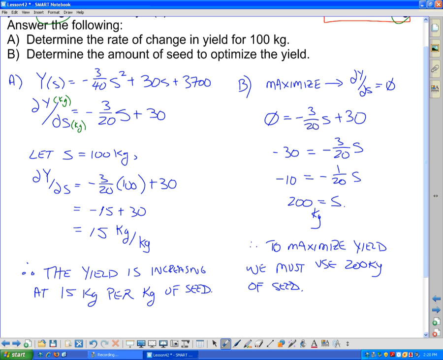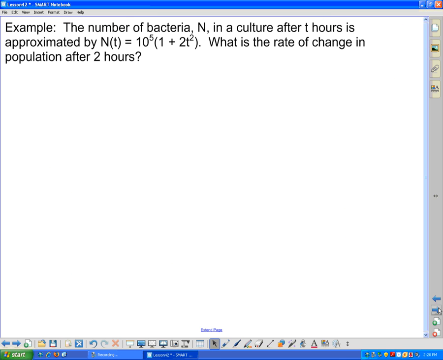Okay, so there are some of the questions that if you end up working for Pioneer or Pride or one of the ag companies, this is something that you do look into. You look at optimizing and maximizing yield and returns for farmers. Okay, on to the next example. Biology example, the number of bacteria, N, in a culture after T hours is approximated by that equation. What is the rate of change in population after 2 hours?